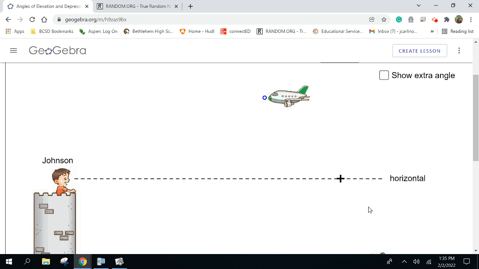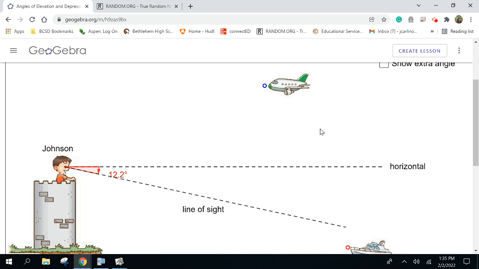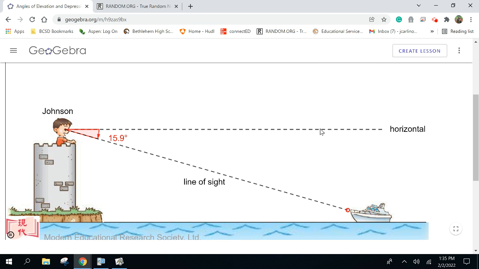He was looking straight ahead, but then he noticed the boat, the yacht in the water. Now he turns his head down. Everyone see the angle he's formed now? Can you see a right triangle you can build off that? All right. This angle, when I look from a horizontal straight ahead down, is called my angle of depression. Angle of depression. So elevation up, depression, I look down.